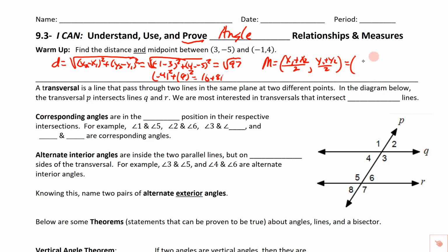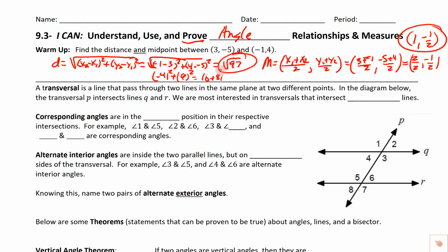So on this one, let's see what we get here. This is going to be 3 plus negative 1 over 2 and negative 5 plus 4 over 2. So that's going to be 2 over 2, and that's going to be negative 1 over 2. So we get 1 comma negative 1/2. And there we go. So we've got the distance is radical 97, and the midpoint would be 1 comma negative 1/2.